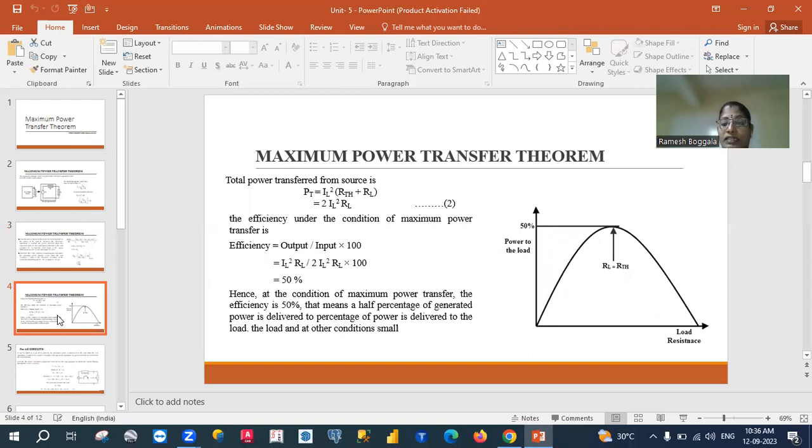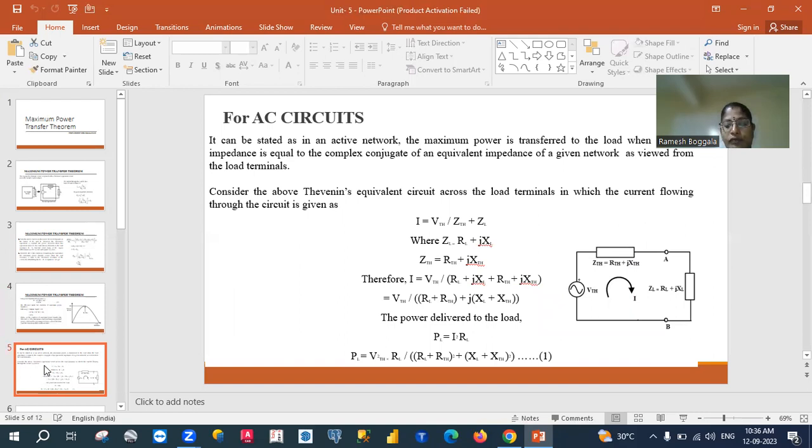That means the percentage of generated power delivered to the load is 50%. So this is the DC circuit case that we discussed. Now the same theorem is applied for AC circuits also.